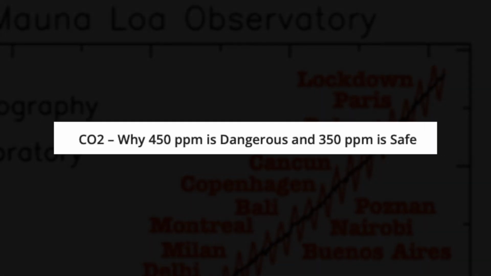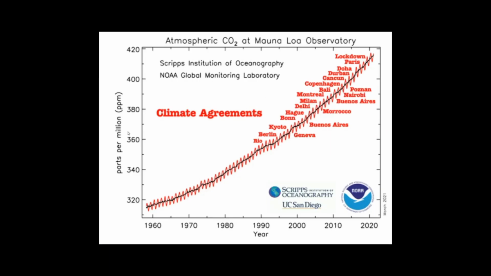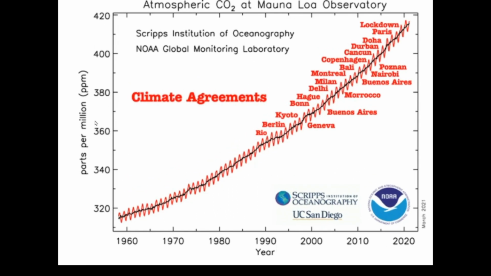Now Professor Mann, the founder of the hockey stick, argues that 350 parts per million gets his vote. That's the safe level of CO2, not the 420 we're at today. So when in the long distant past was CO2 at 350 and below? Well, let's have a look at the graph.